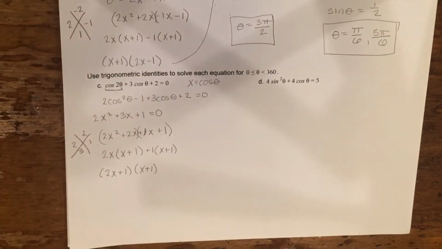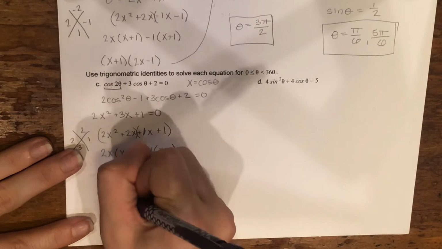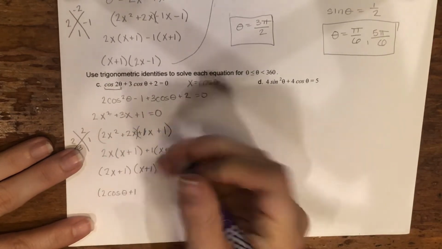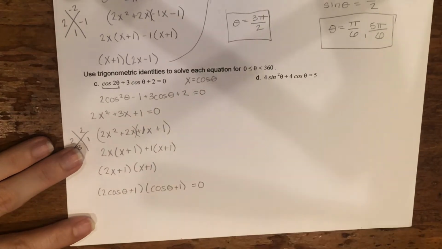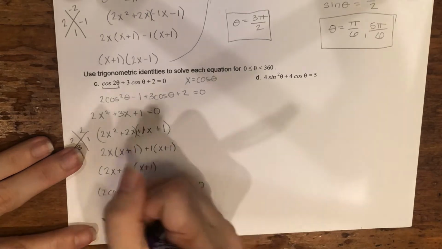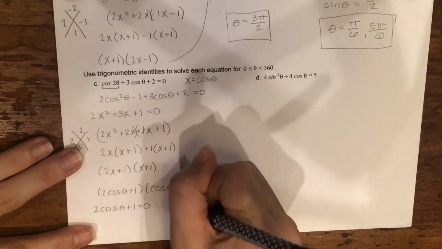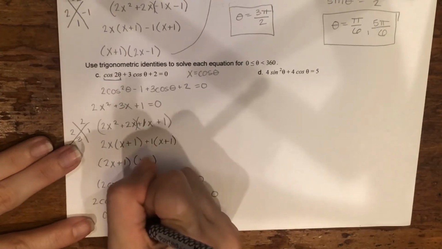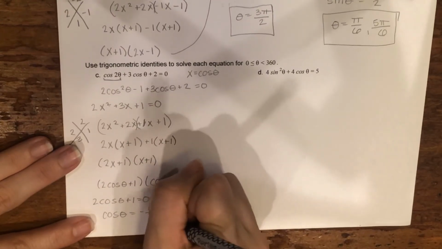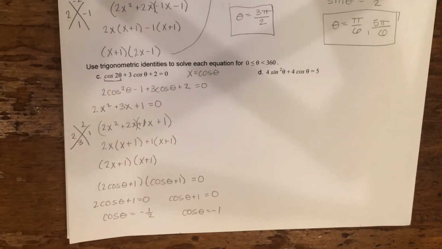Hopefully this is a skill that comes back pretty quick for you guys. Now from here, I am going to substitute that cosine back in. So I have 2 cosine theta plus 1, and then cosine theta plus 1 equaling 0. Set them both equal to 0. So I'd have 2 cosine theta plus 1 equals 0, and then cosine theta plus 1 equals 0. Okay, so this one, cosine theta is going to equal -1/2. And then cosine theta is going to equal -1.